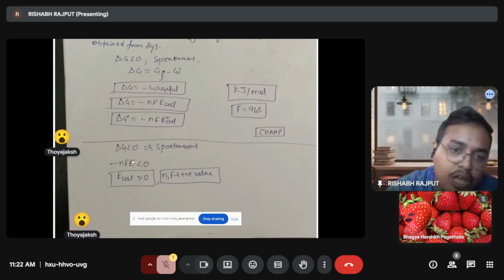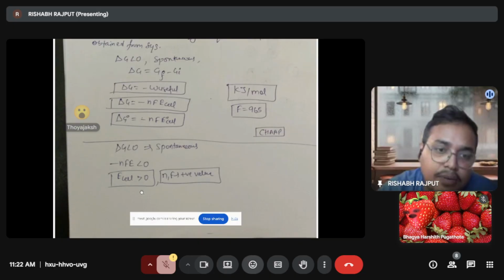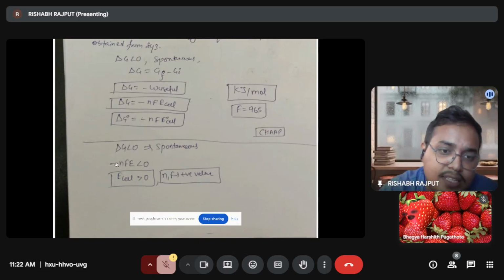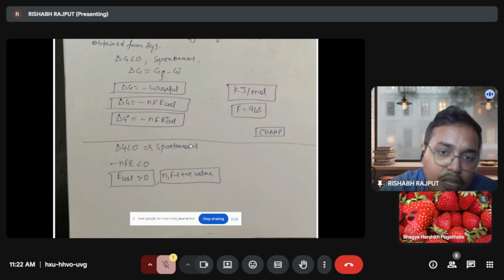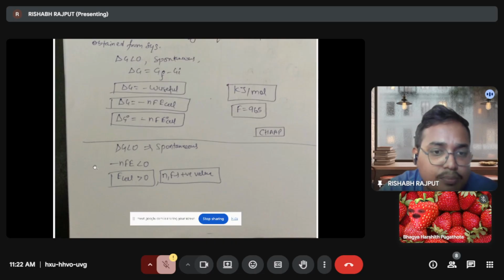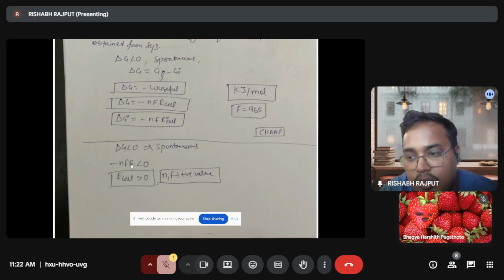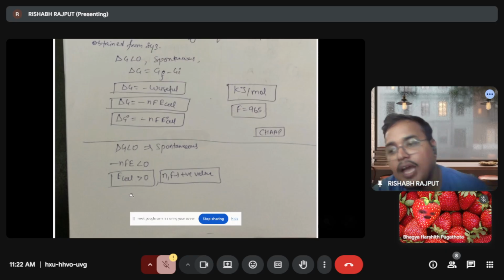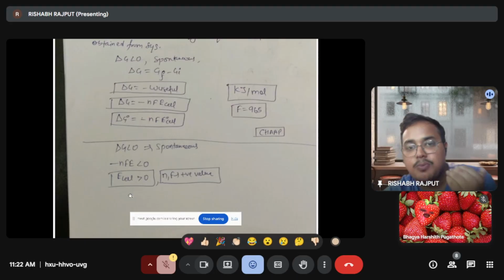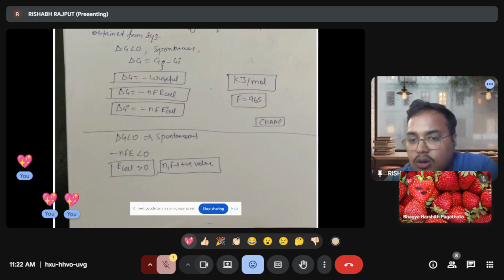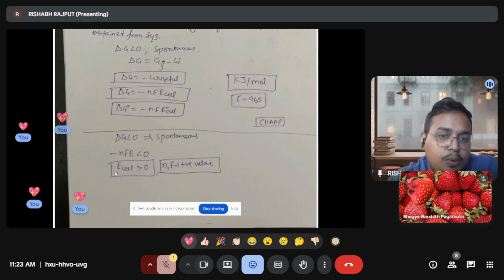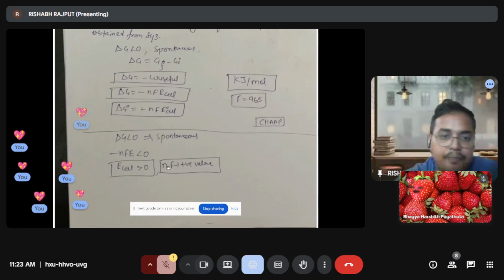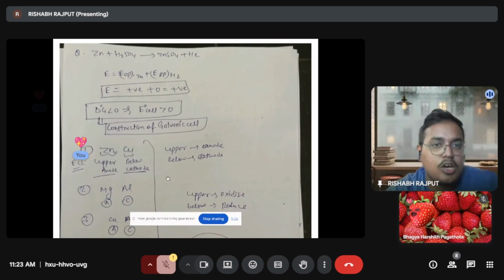If the E cell value is negative, then with the minus sign the delta G value becomes positive. Your spontaneous process becomes non-spontaneous, because delta G positive means a non-spontaneous process. So for a spontaneous process, delta G is negative and E cell is positive. Just remember this. Now we go to the next topic.